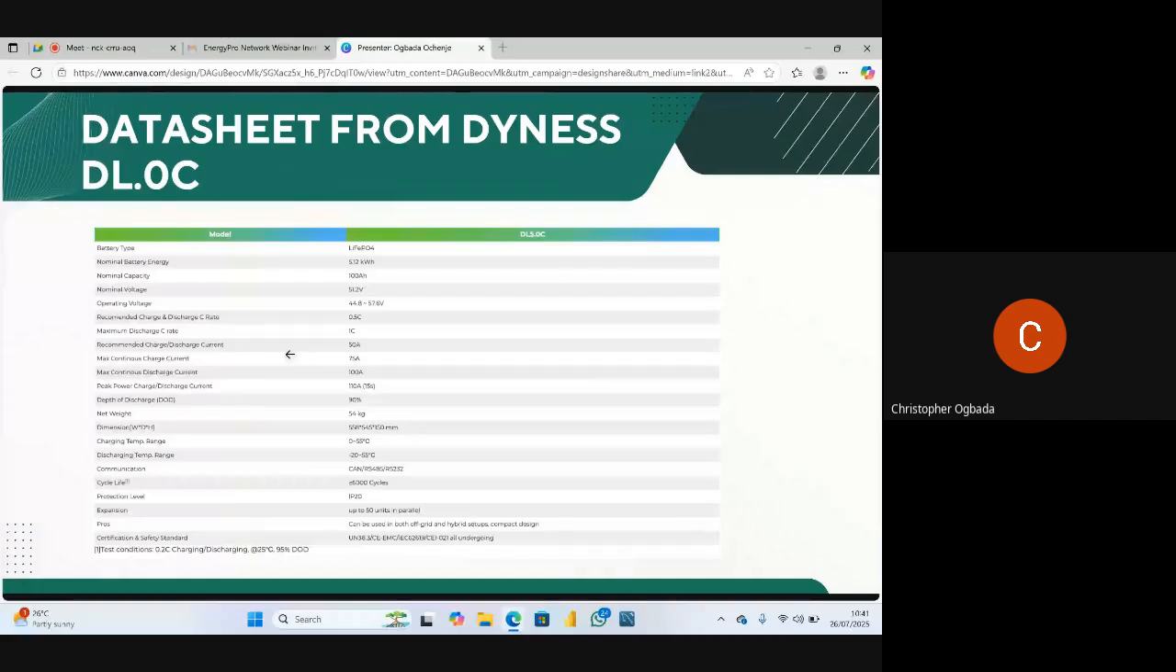So this is a typical data sheet of a Dyness battery. You can see this is the nominal voltage, the rate, the capacity. Okay, this is the operating range. Recommended charge: this is the recommended 0.5 C. Your C is 100 amp hour. You can see it here. That's your nominal capacity, and the OEM has recommended that you charge at 0.5. What is 0.5 of 100? That is 50, right?